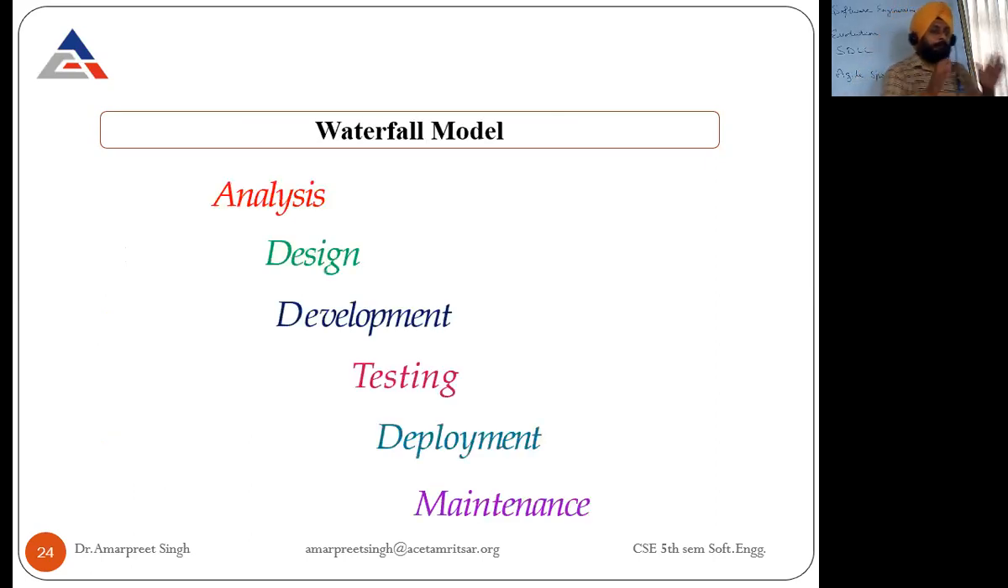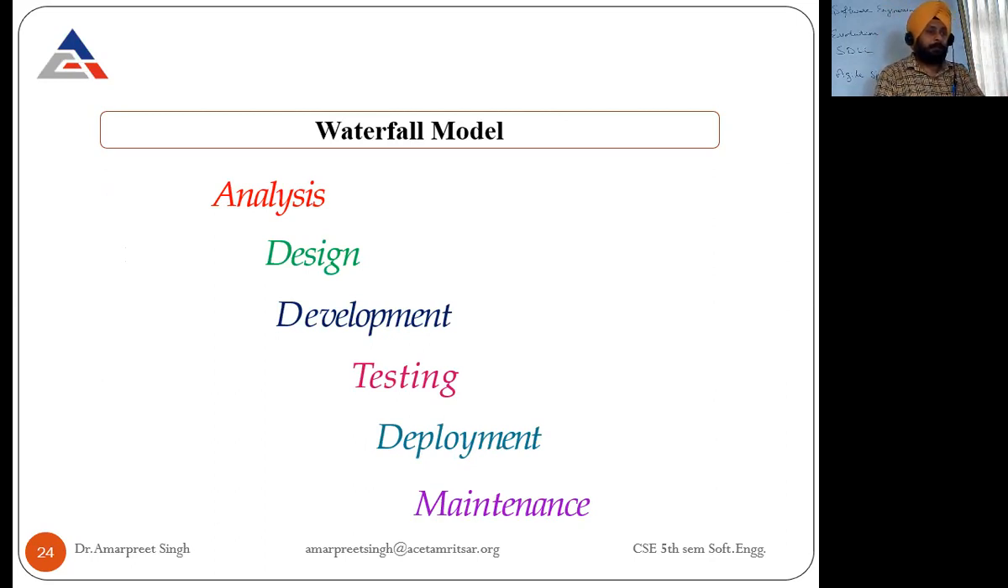So these are the phases of the classical waterfall model. The first phase is analysis, which means requirement analysis and feasibility study. Then comes the design phase that I have already discussed. Then the development phase, testing phase, deployment phase and the maintenance phase.